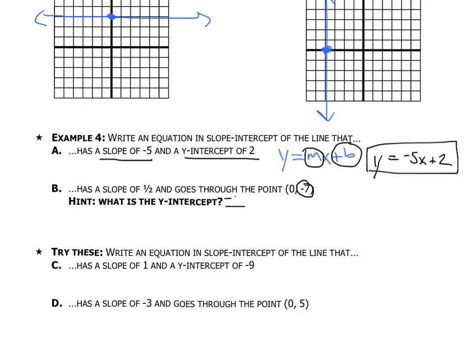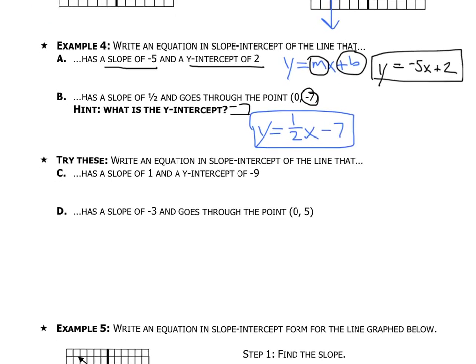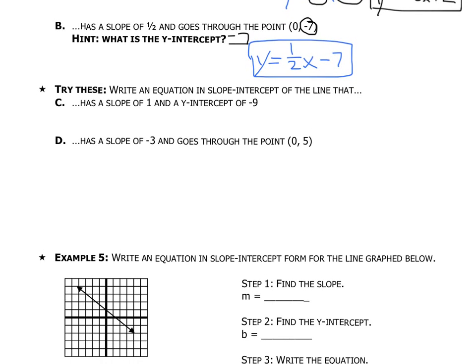So my y-intercept is -7, and then when I go to write it, y equals slope is 1/2, x stays, and -7. So there's that. Go ahead and try C and D on your own. Okay, there's the answers for C and D, and see if you got the correct answers. If you didn't get the correct answers, please let me know, and I can show you maybe what you did wrong.